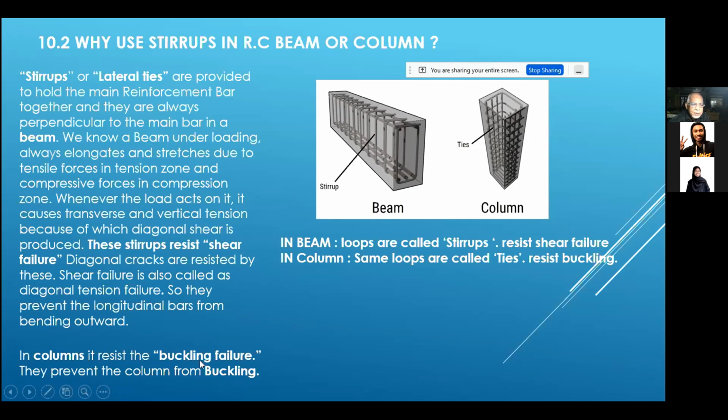In a column, it receives buckling failure. So they prevent the column from buckling, so that when they pour the concrete, it will stop it from buckling. In a beam, they call it a loop or strap, resisting shear failure. But in a column, they call it ties. We call them ties to resist buckling.